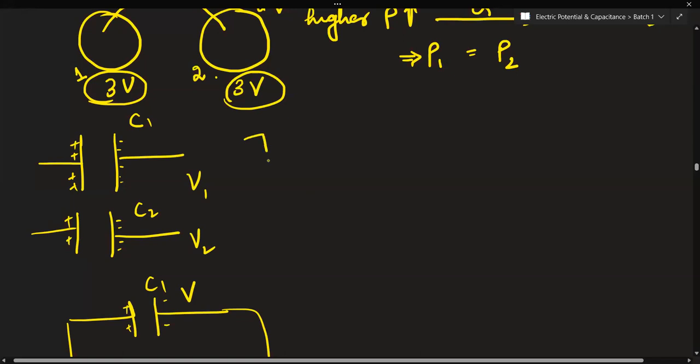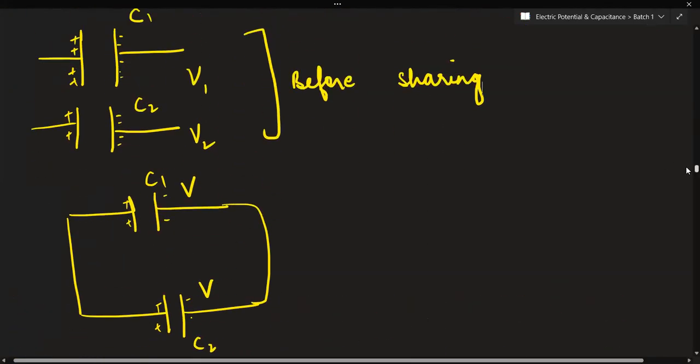This is the case before sharing. Right now I haven't connected them; these are independent. Now, after sharing, what will happen? After sharing means connecting them. I have connected both the capacitors with a single wire. Now I am performing sharing, the same principle that I told you. So this is the case after sharing.